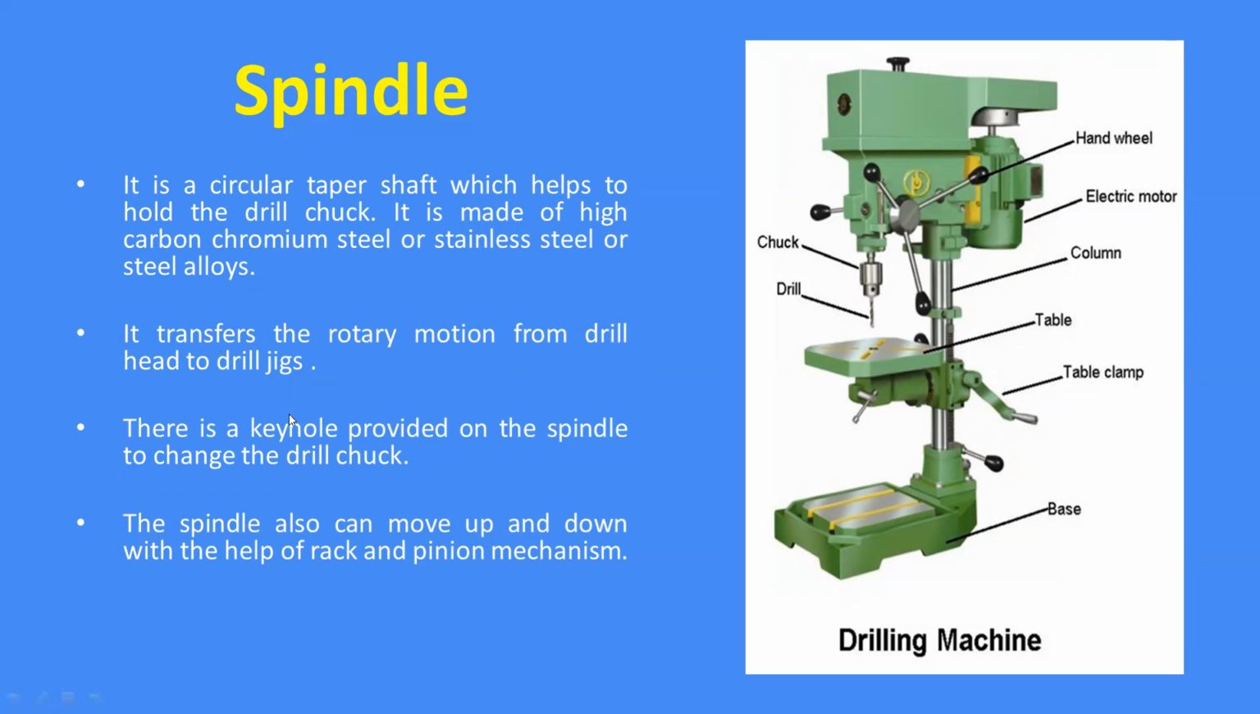Okay, so why does this rotary motion have to be transferred? Obviously we are having this straight line motion, right? In order to have this straight line motion, one kind of motion is to be transmitted into another kind. The spindle can also move up and down with the help of the rack and pinion mechanism, as we have already discussed how this spindle can move. This can move up and down by means of the rack and pinion arrangement.